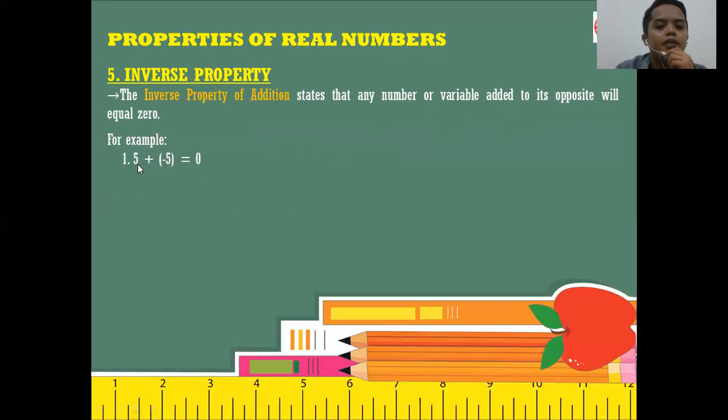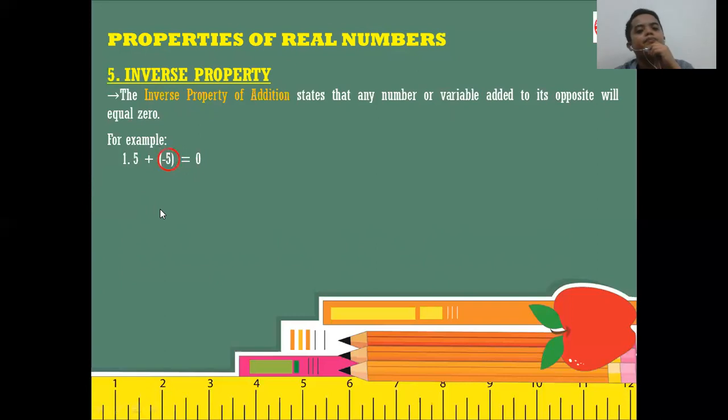For example, 5 plus negative 5. This negative 5 is the additive inverse that makes the result equal to 0. Take note of that. Always remember that this number here is the additive inverse from the inverse property of addition. So negative 5 is the additive inverse.